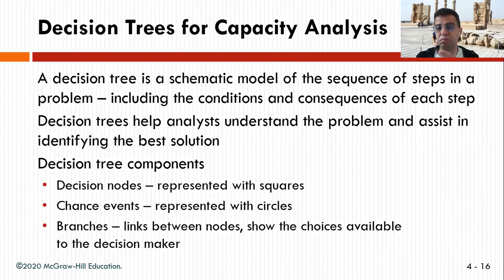A decision tree is made of these components that you need to know. One is the decision nodes, which are represented by squares. When we make a decision, we make it look like a square. And chance events, the choices, are represented by circles, and branches, the links between the nodes, show the choices available to the decision makers. We'll look at how it works.